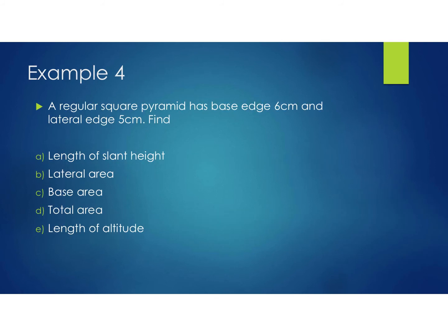Okay, so for example 4, it says that we have a regular square pyramid and it's giving us a base edge and a lateral edge. Now notice this is a different label than what we've seen. So let me go ahead and show you where the lateral edge is located. So let me go ahead and draw my pyramid.